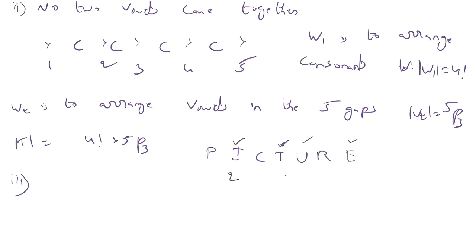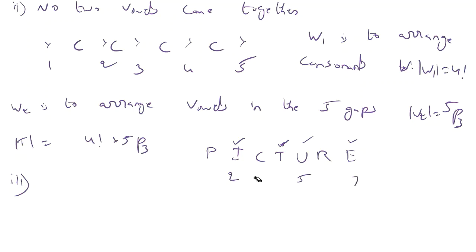So second position, the last position, and the fifth position. These are the 3 positions which are occupied by vowels, and the remaining positions are occupied by consonants. So what we have to do is arrange these vowels among themselves. This we can do in 3 factorial ways, because we have 3 vowels in these 3 places.